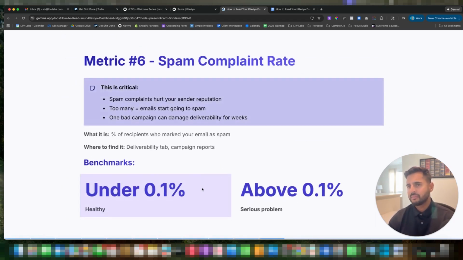Metric number 6 is the spam complaint rate. This is actually really, really critical because spam complaints hurt your sender reputation. Too many equals emails going to spam. One bad campaign can damage deliverability for weeks.